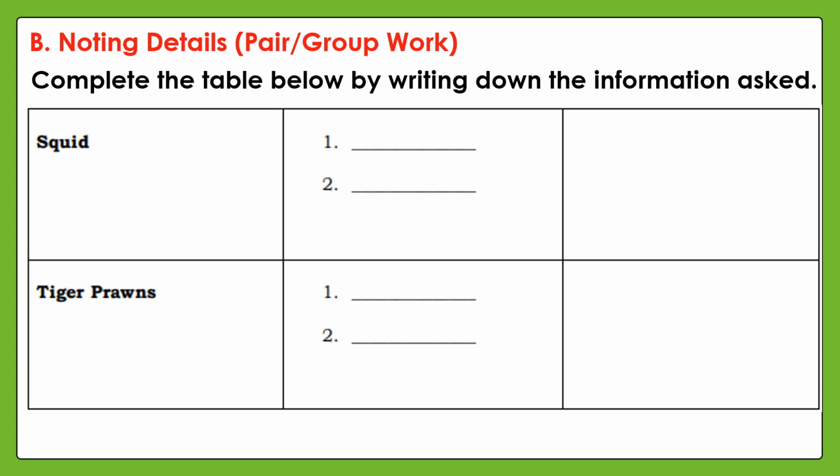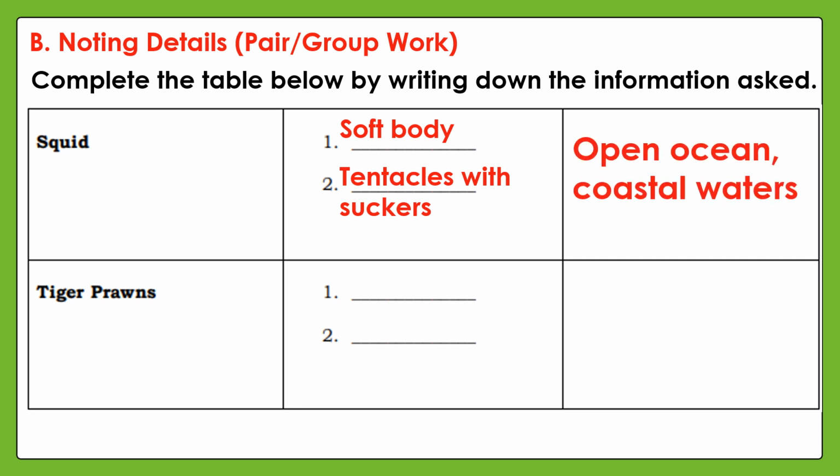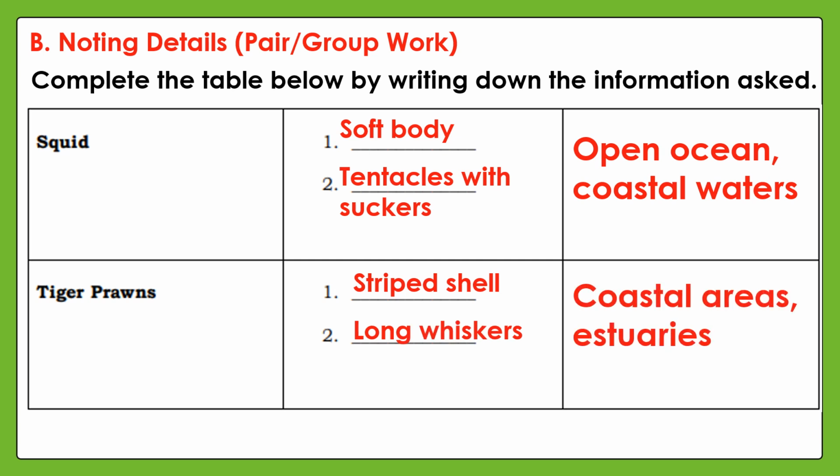Next, squid. Characteristics, soft body and tentacles with suckers. Habitats, open ocean and coastal waters. Next, we have tiger prawns. Characteristics, striped shell, long whiskers, and its habitat, coastal areas and estuaries.